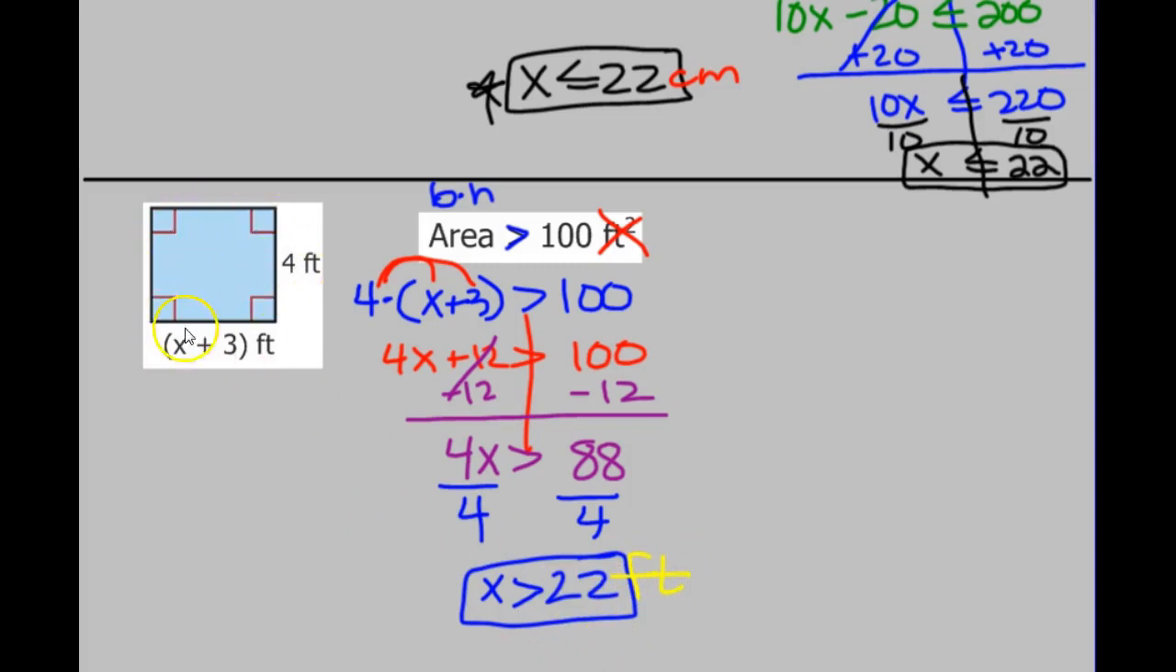So if this was a wall and you were going to paint a mural, that has to be greater than 100 square feet. Maybe you're painting the side of a building. You need to know, well, this has to be so big. My boss told me this painting has to be really big. I need to know that the whole bottom, x has to be greater than 22. Well, plus 3 would be, this has to be 25 feet wide and 4 feet tall. Maybe it's a big billboard.